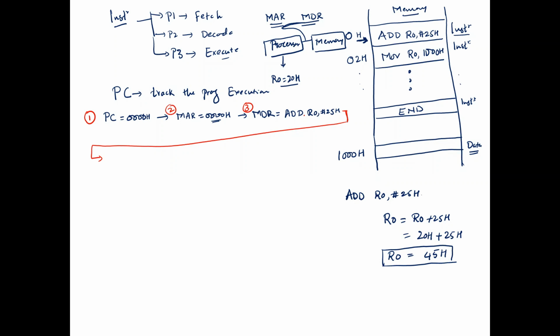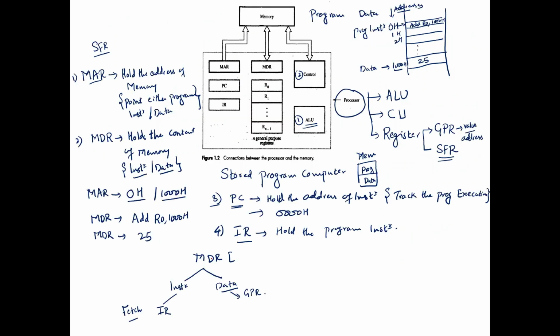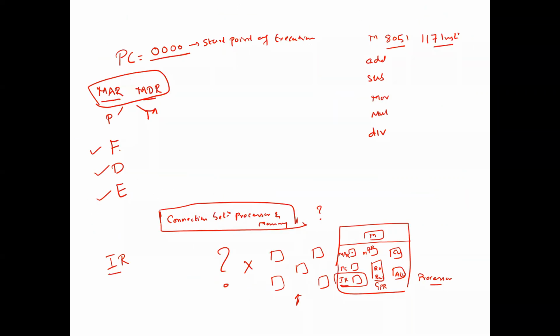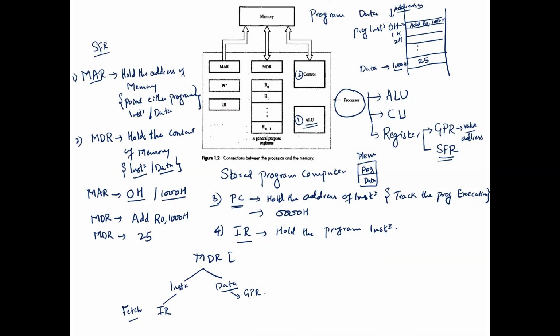Now what will it do? I showed you, right? MDR will either hold the instruction or data. If it holds an instruction, where will it move further? Into the instruction register, right? It will go to the instruction register and dump this add R0 comma hash 25H. Now once it copies the instruction which was in the memory, it is currently available where? In IR. Now where is IR? Can you see? Look at this picture. Where is IR? It is inside the processor. So it is one of the SFR registers.